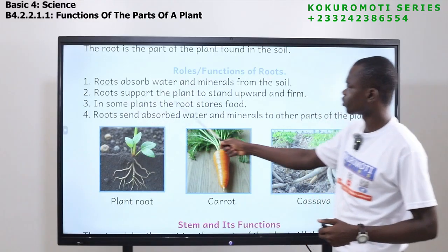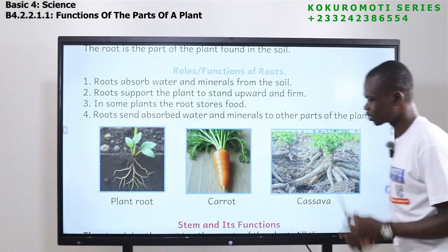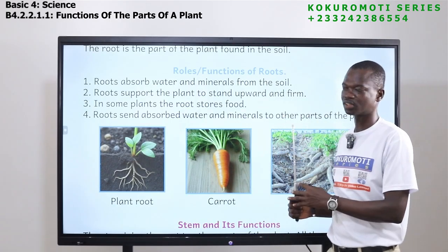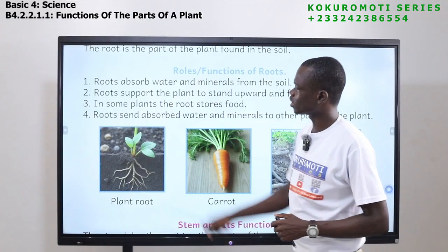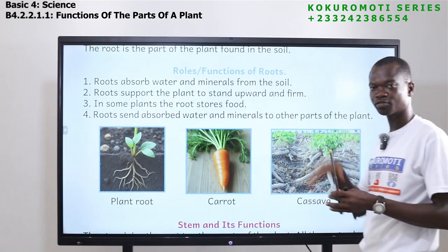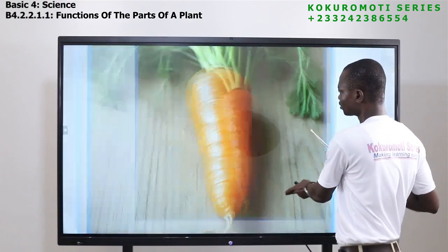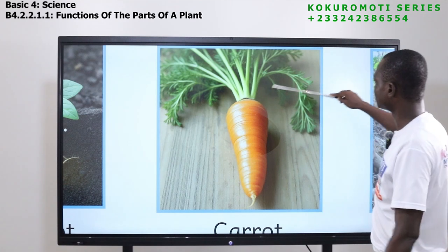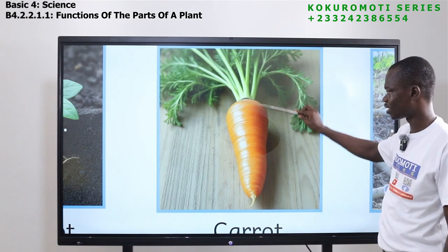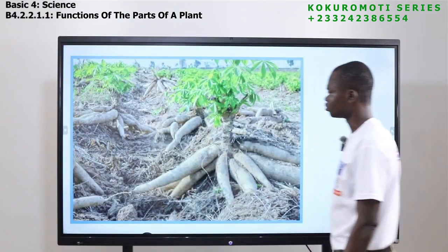2, roots support the plant to stand upward and firm. So the plant will stand because of what? The roots. Okay. The next one is that in some plants, the root stores food. Yes, in some plants, we get food from the roots. For example, this is what? Carrots. These are the leaves. We don't get food from the leaves. We don't use the leaves as food, but rather we use the roots as food. So some of them store food in their roots.